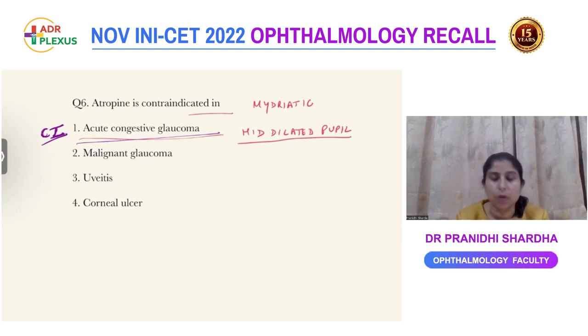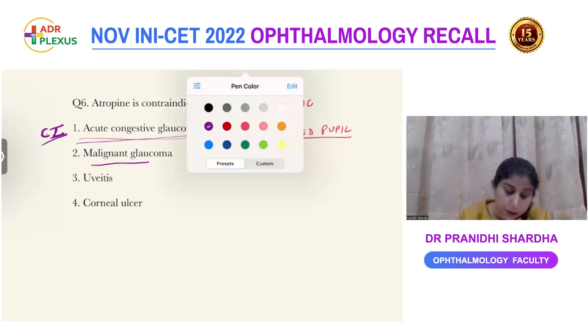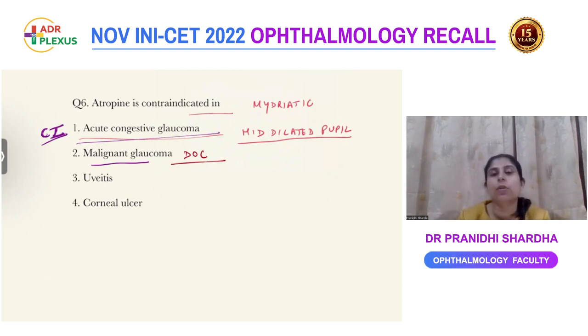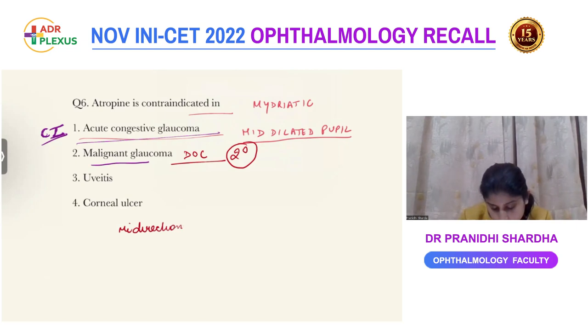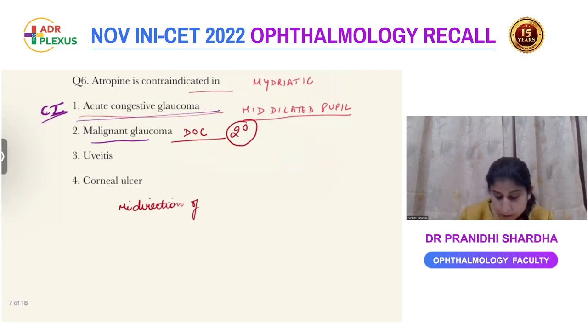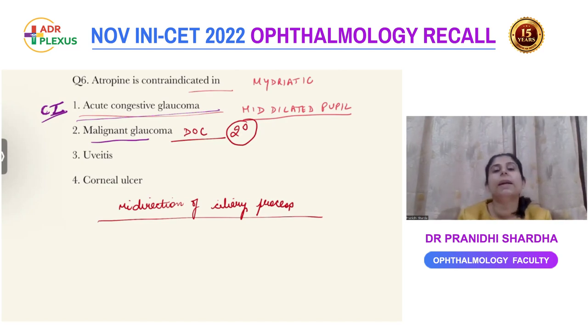Next option is malignant glaucoma. In malignant glaucoma, atropine is the drug of choice. Malignant glaucoma is a form of secondary glaucoma in which there is misdirection of the ciliary processes, which causes the malignant glaucoma. It is known by the term malignant glaucoma because it keeps increasing even if we put drops, even if we treat. So it is known as malignant glaucoma, and in such conditions, atropine is the drug of choice.